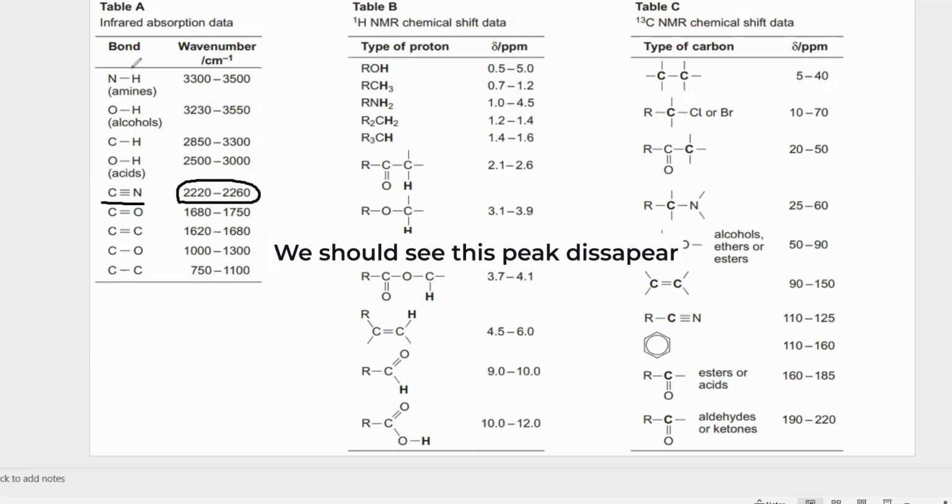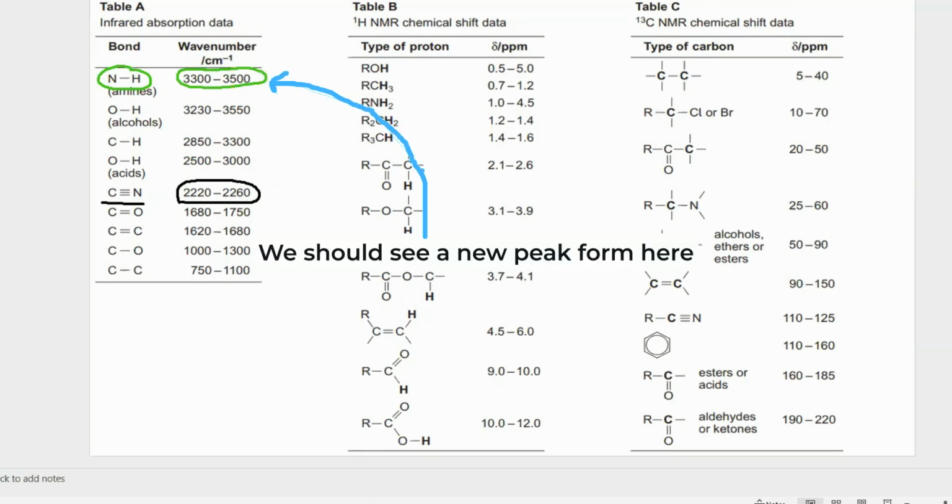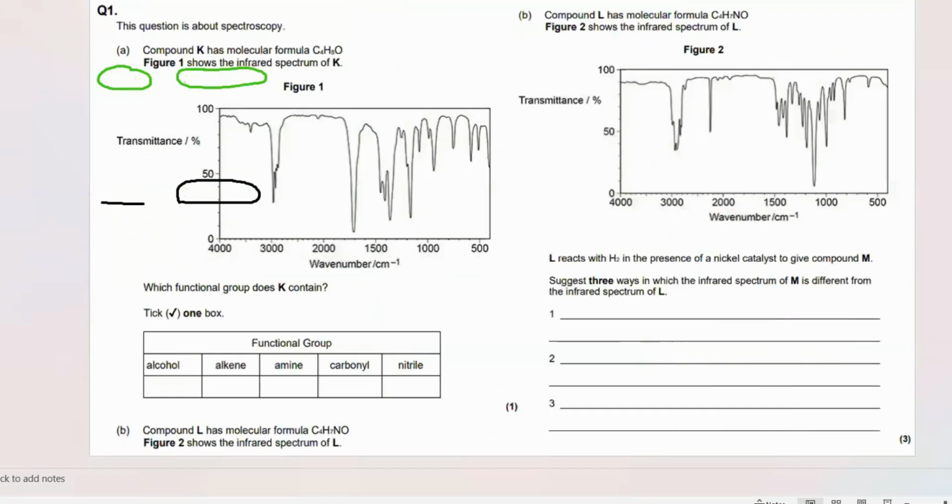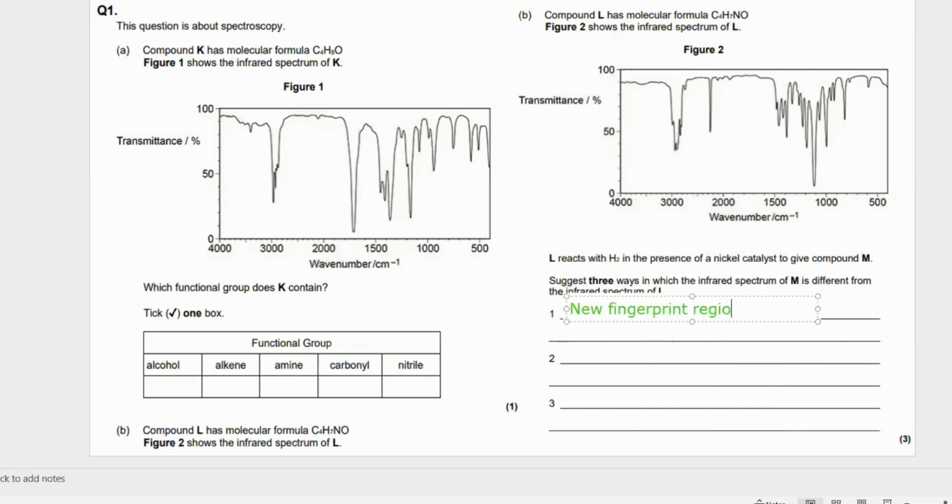And where's the amine peak on this data booklet? It's right at the top here. So I'm expecting some sort of peak around 3,300 to 3,500. We should see a new peak form. Okay, so some of this information you can get from the data book. And then let's write all of this down.